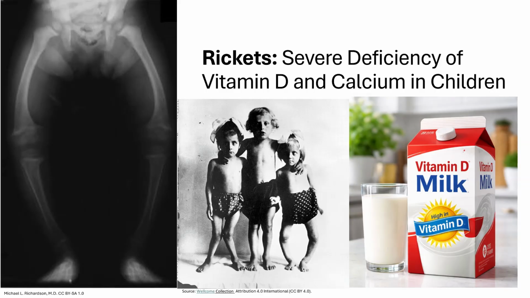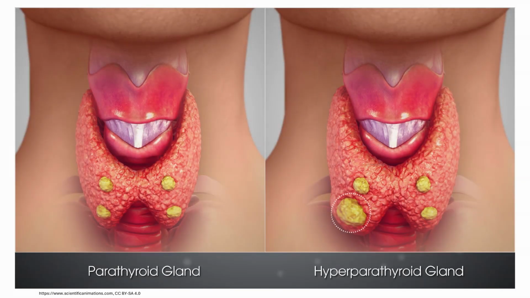Milk is often fortified as an effort to prevent vitamin D deficiency. While milk fortification has significantly reduced the prevalence of rickets, vitamin D deficiency is still a major public health concern. Secondary hyperparathyroidism results from chronic hypocalcemia, commonly due to vitamin D deficiency or low calcium intake.